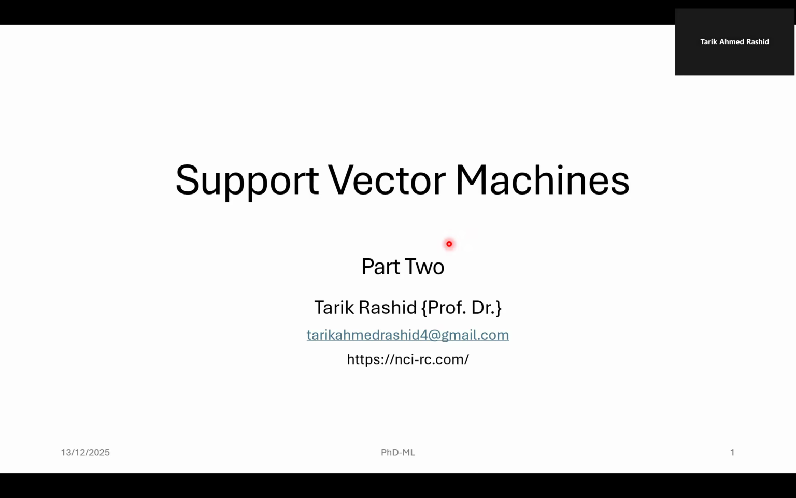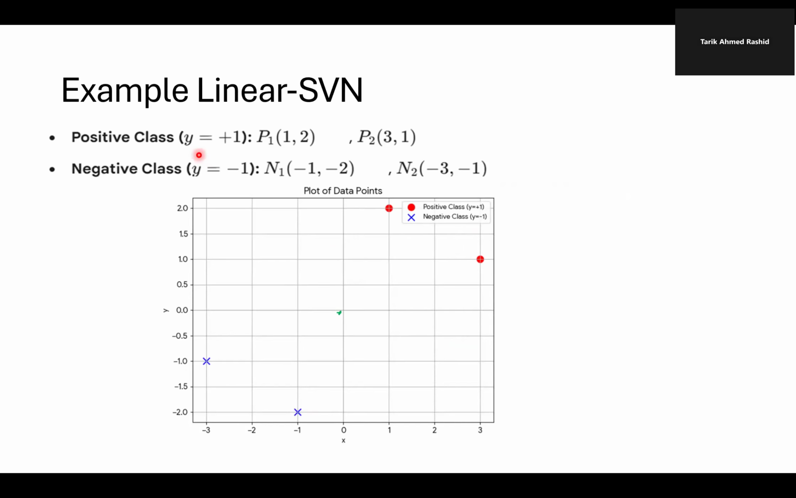Today we talk about support vector machine and its implementation when we encounter linear problems. If we have this problem, positive classes (1, 2) and another point (3, 1), which is this point.